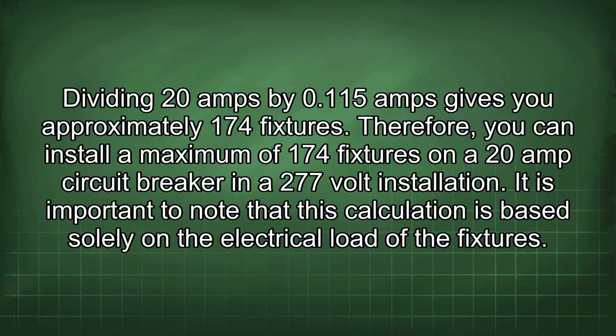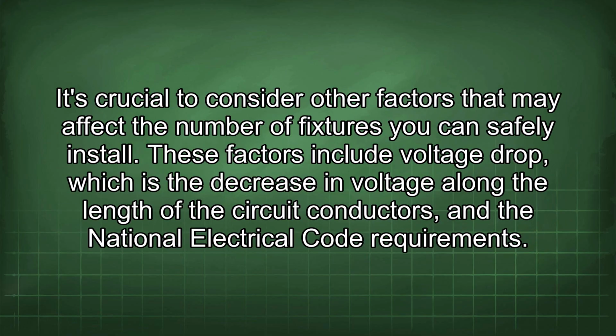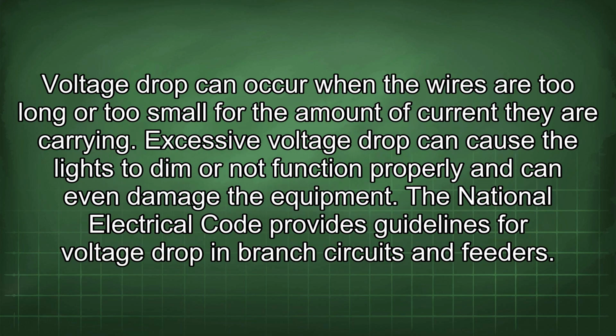It is important to note that this calculation is based solely on the electrical load of the fixtures. It's crucial to consider other factors that may affect the number of fixtures you can safely install. These factors include voltage drop, which is the decrease in voltage along the length of the circuit conductors, and the National Electrical Code requirements. Voltage drop can occur when the wires are too long or too small for the amount of current they are carrying. Excessive voltage drop can cause the lights to dim or not function properly and can even damage the equipment. The National Electrical Code provides guidelines for voltage drop in branch circuits and feeders.